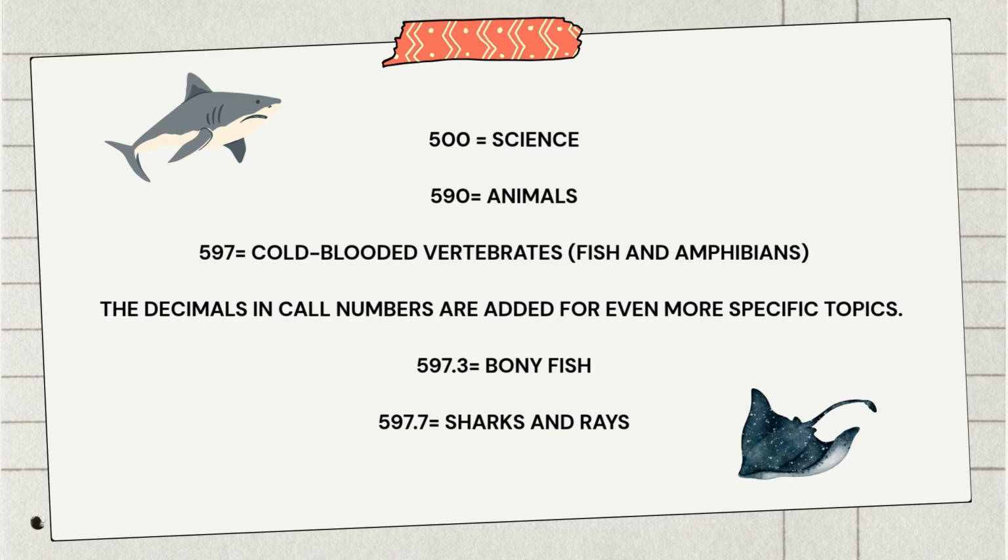Then the decimals are added to the call numbers for even more specific topics. So we've broken it down from science to animals to cold-blooded vertebrates, and now to get even more specific, 597.3 is going to give us the books about bony fish. 597.7 is going to give us the books about sharks and rays. When cataloging books using the DDC, librarians must be as specific as possible to make sure all books are labeled and shelved correctly.